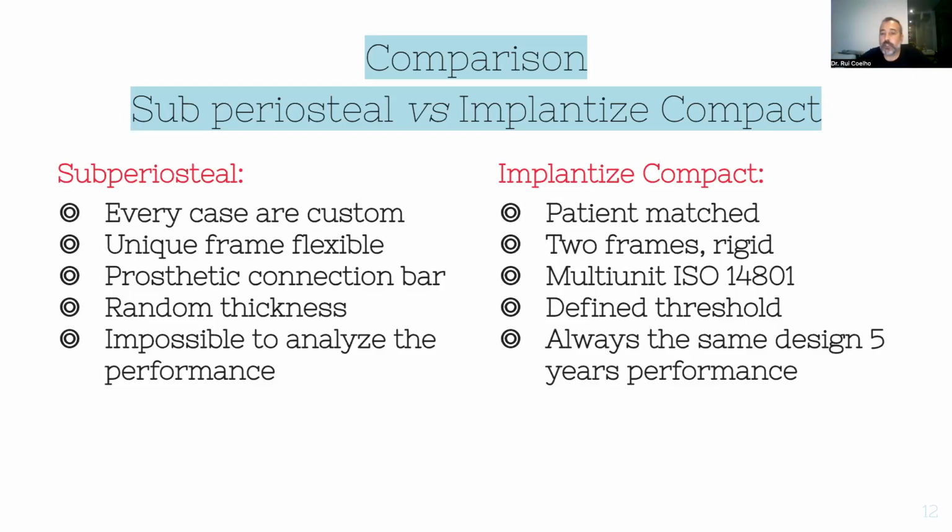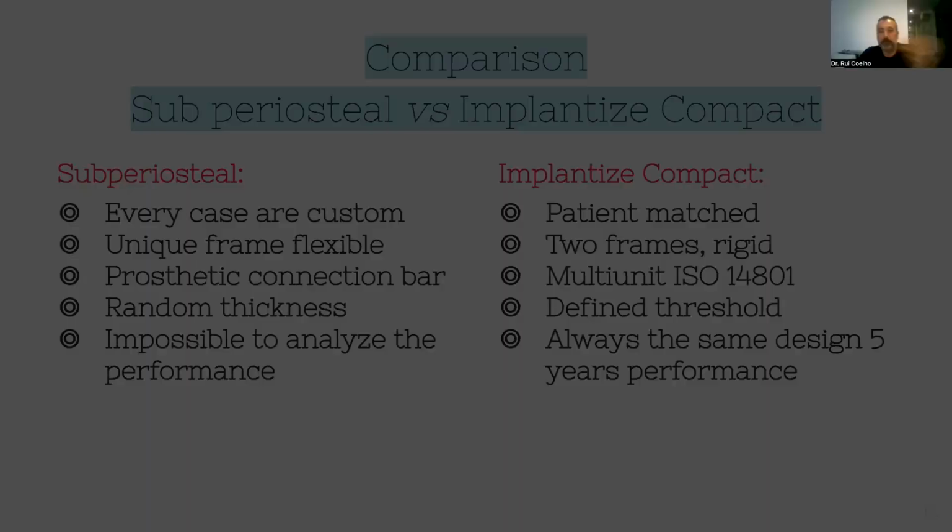Also, we use multi-unit type abutments, which have an ISO as regular implants, and as I told you, this design threshold. And we have 5 years of performance studies over this because it's always the same, and this allows us to have clear results and understand the problems.